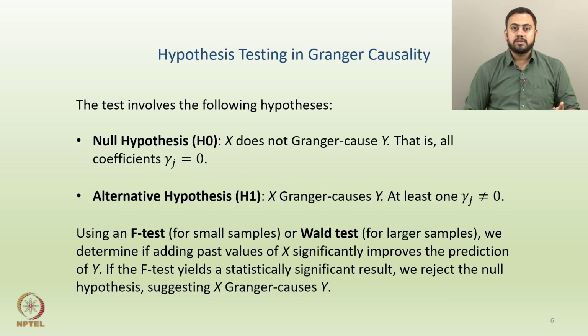Alright, so how exactly does one carry forward the test, right. So, the test involves the following hypotheses. So, the null hypothesis or H naught is that x does not Granger cause y, that is all the coefficients gamma j's are 0. Okay. Now, let me go back a slide and elaborate what this null hypothesis is telling us. So, null hypothesis or H naught states that x does not Granger cause y. So, there is no Granger causality between x and y, which means that all the gamma j coefficients should be 0. And why is that?